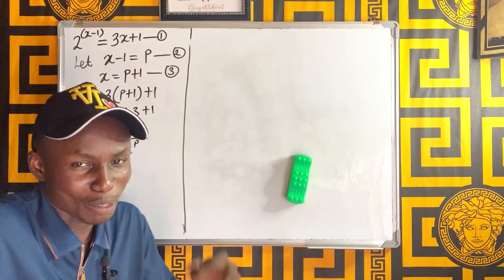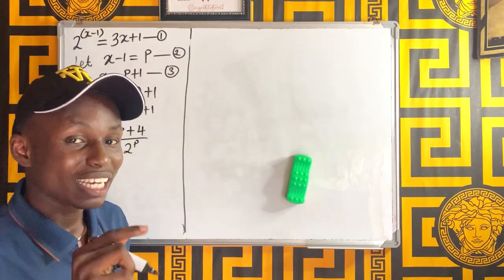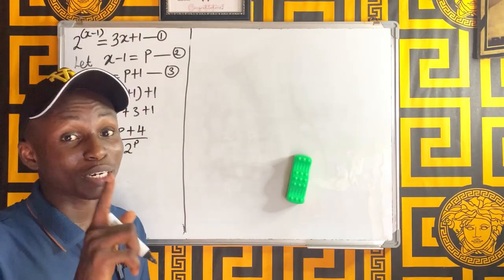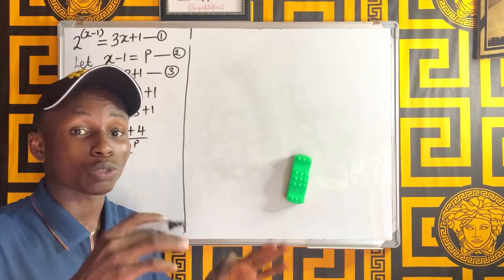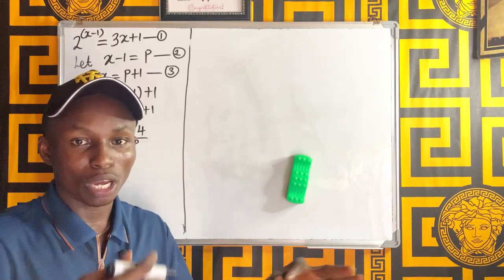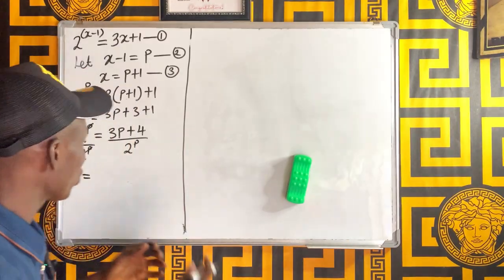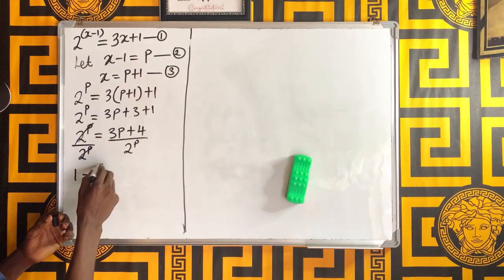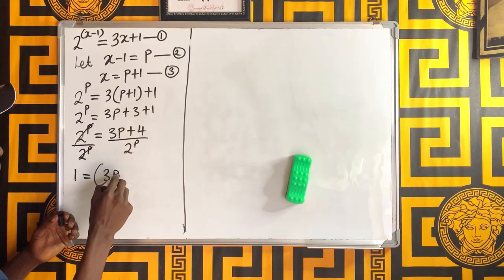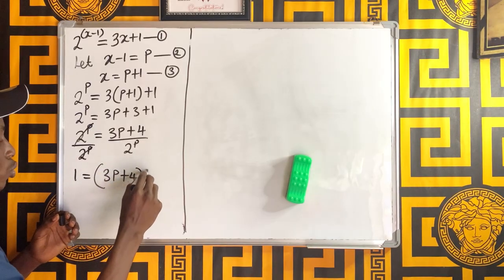Now if you play with the properties of indices, look at indices. Properties of indices are very important in terms of what? Mathematics, because it enables us to play with the equation. Do you know that I can play with this expression you are seeing? I can write this expression as 2 raised to 3p plus 4, then multiply by 2 raised to what?